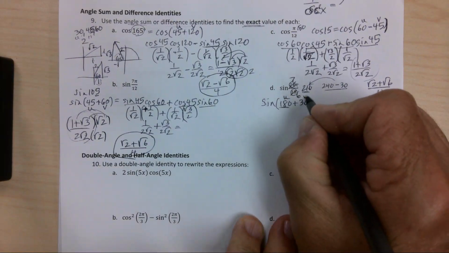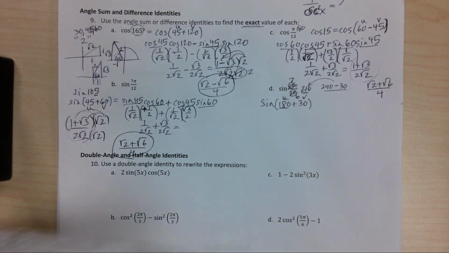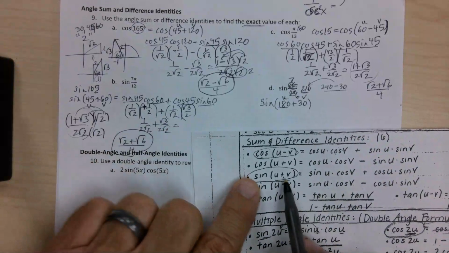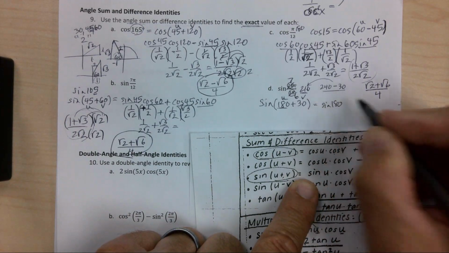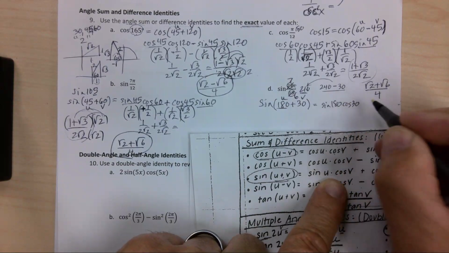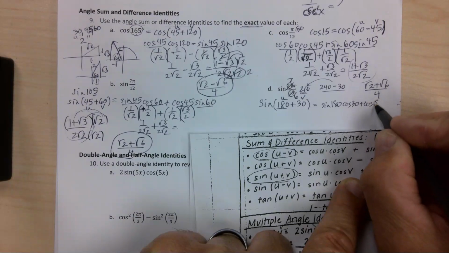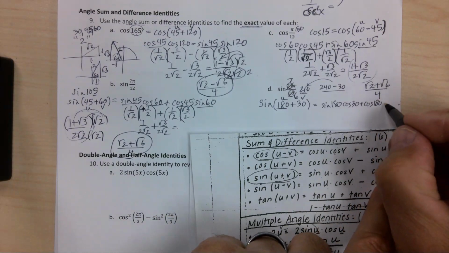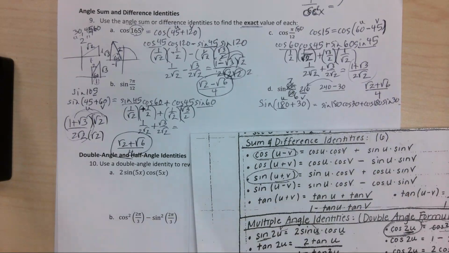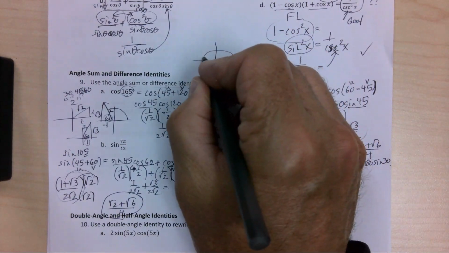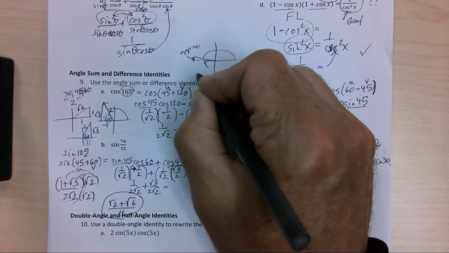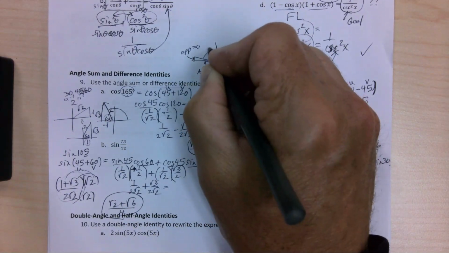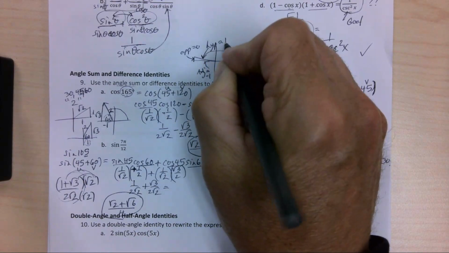Here's my u, here's my v. It's good practice anyways. So I got sine of u plus v, which is right here, the circled one. So this is going to be sine of 180, cosine of 30, plus cosine of 180, sine of 30. Barely squeeze that in. Well, with our 180 situation, that's where we spin our spinner almost to 180 and take a little gander. That means opposite is 0, my adjacent is -1, my hypotenuse is 1.